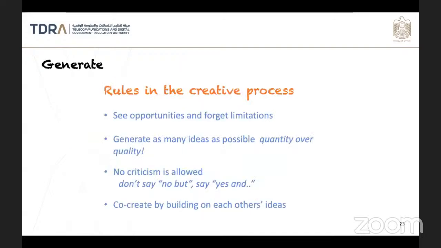So there are some rules in the creative process. First rule, always look for opportunities and forget about limitations. Rule number 2, generate as many ideas as possible. You have to generate a lot of ideas. Quantity over quality here. Only in this area we need quantity over quality. Otherwise, we need quality. No criticism is allowed.